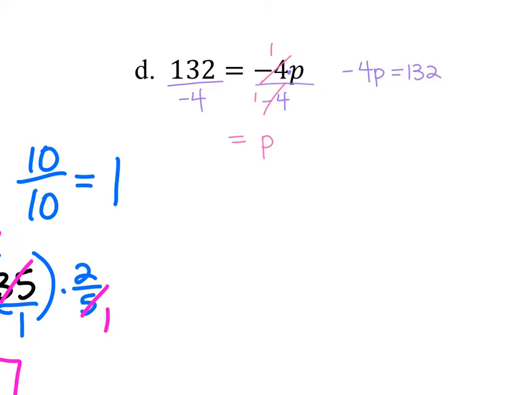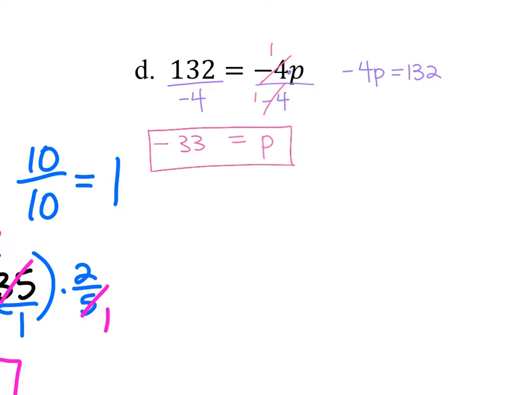And then you're going to need to grab a calculator to figure this one out. So we're going to do 132 divided by negative 4. So remember, a positive divided by a negative is going to end up being a negative. And then 132 divided by 4 is 33. So our answer is negative 33. So I'm going to box that up.